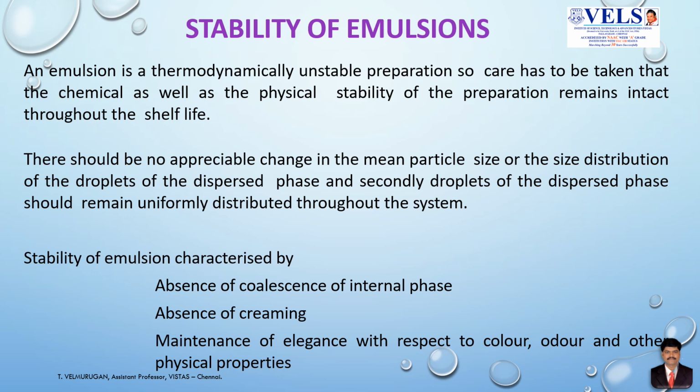Okay, there should be no appreciable changes in the mean particle size or the size distribution of the droplets of the dispersed phase. And secondly, droplets of the dispersed phase should remain uniformly distributed throughout the system. Okay, then only we can make a stable emulsion. Then only we can call this type of preparation a stable emulsion. Otherwise we can't say this is a stable emulsion.